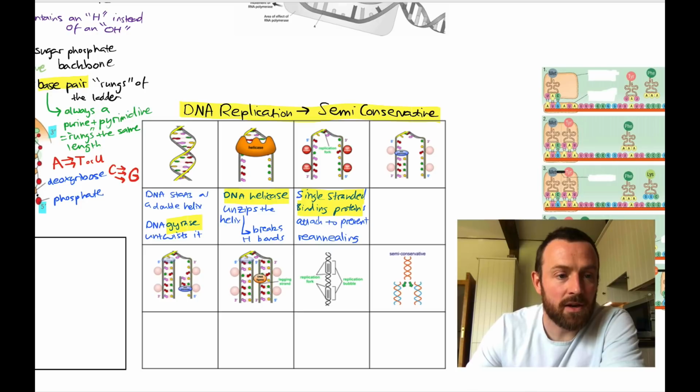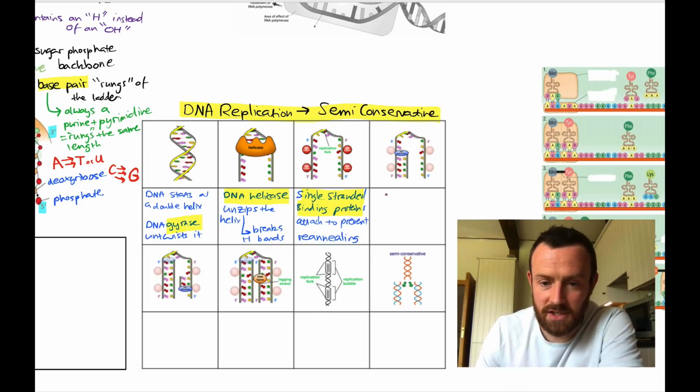Now we have a new enzyme come in. I'm going to change color because this is an important part. So here we have DNA polymerase.